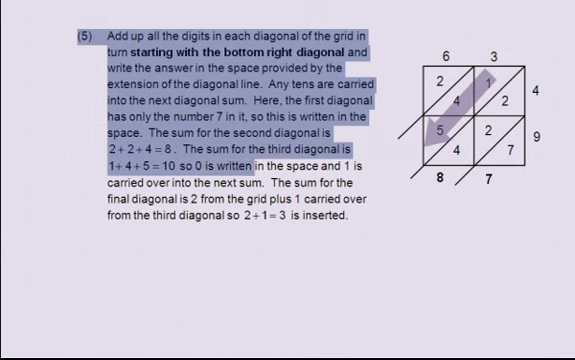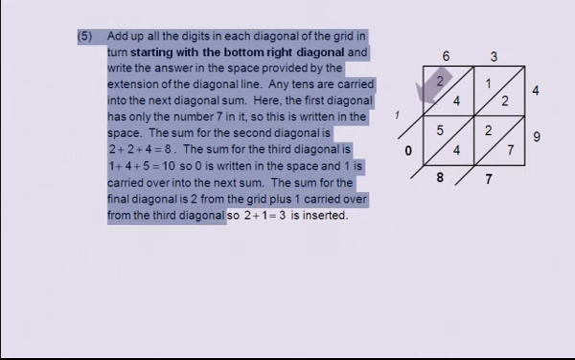So 0 is written in the space and 1 is carried over into the next sum. The sum for the final diagonal is 2 from the grid plus the 1 carried over from the third diagonal. So 2 plus 1 equals 3 is inserted.